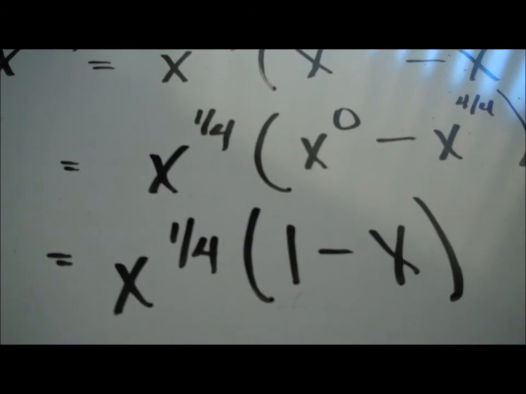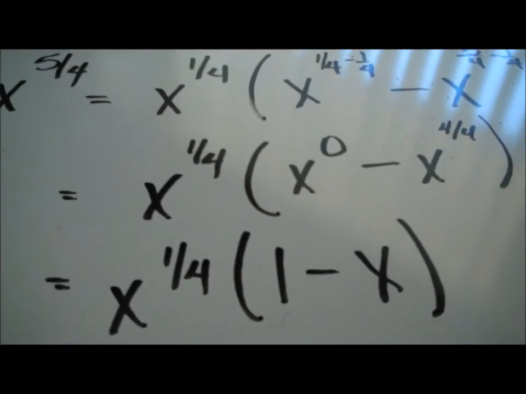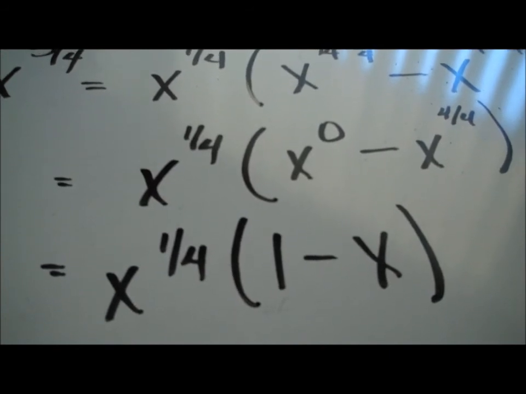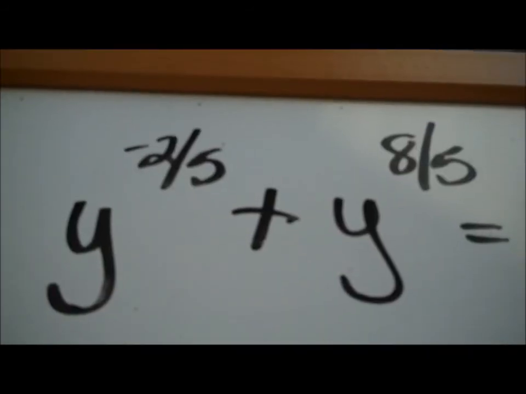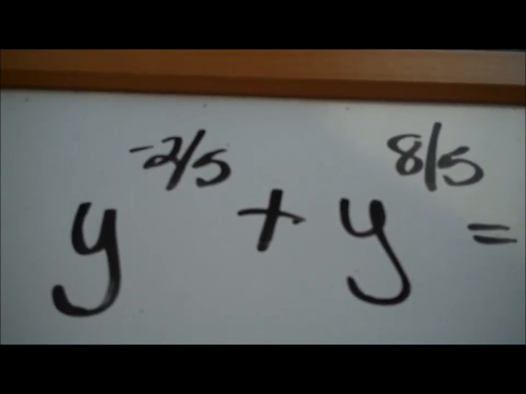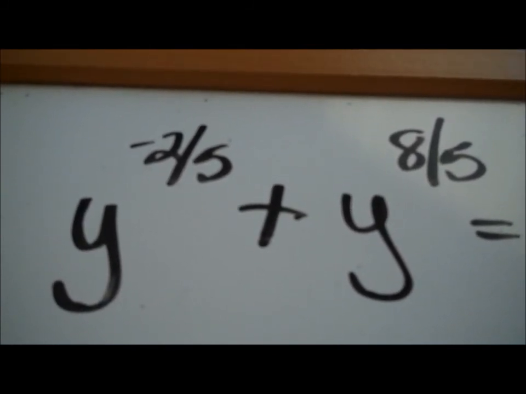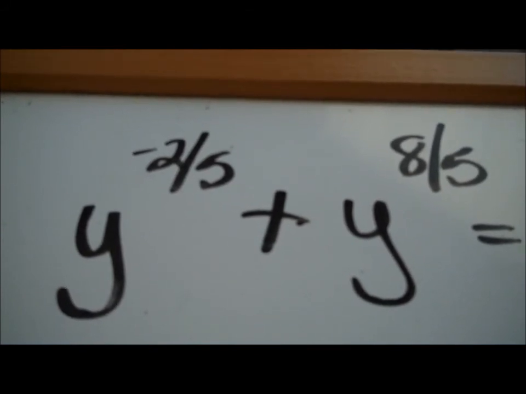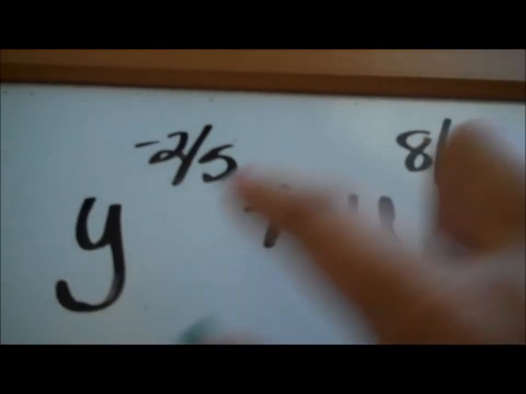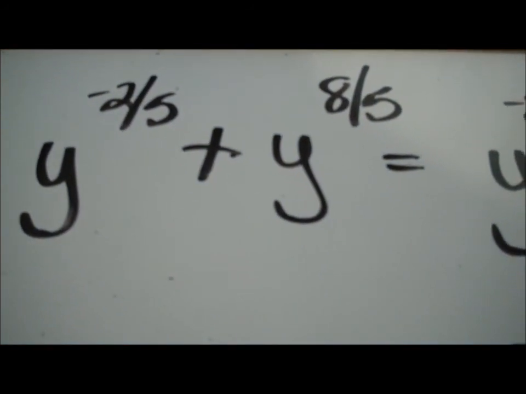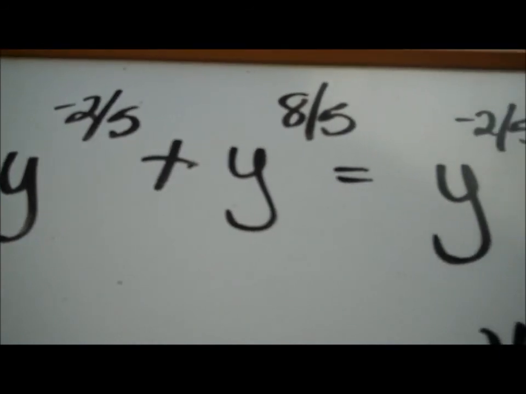So that one's an easier one. Let me do one more. I know that you guys like to see some different examples. So let's do one where we have a negative exponent. Okay, here's another example with a negative exponent. Again, we use the smallest of our exponents to factor out. So we're going to factor out a y to the negative 2/5. That means I'm going to end up subtracting a negative 2/5 from each of these exponents.